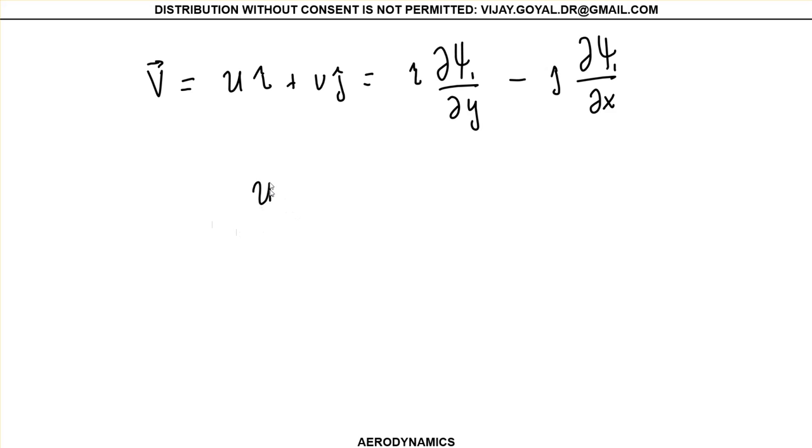So in this comparison, you see that your u is equal to partial of psi 1 with respect to y, and your v is equal to partial of psi 1 with respect to x. So that's how we will actually find your stream functions.